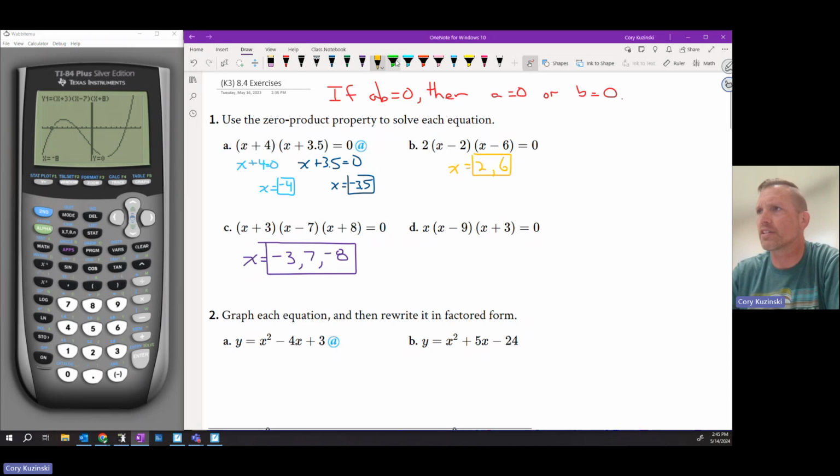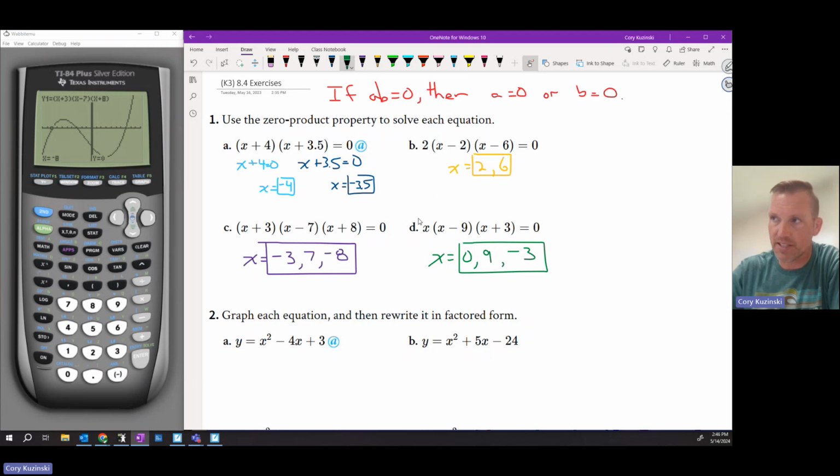All right, what about this last one here? x could be 0 or 9. Oh, not -9, but 9 or -3. There's my 3 answers there. So 0 times anything would be 0. 9 minus 9 would be 0, times this, still 0. And -3 plus 3 is the last way we can get 0.